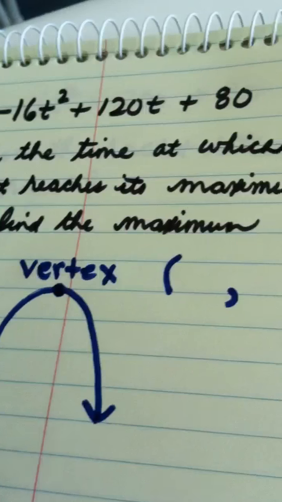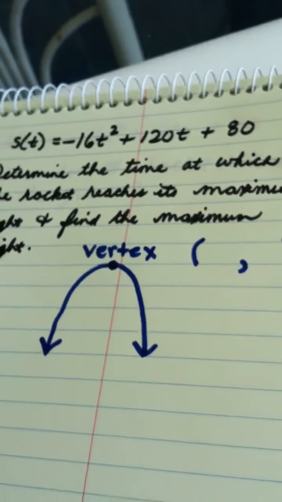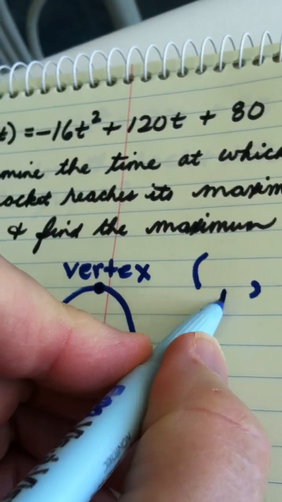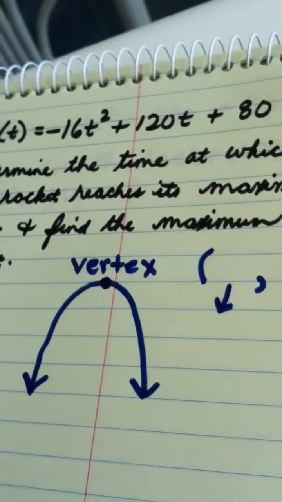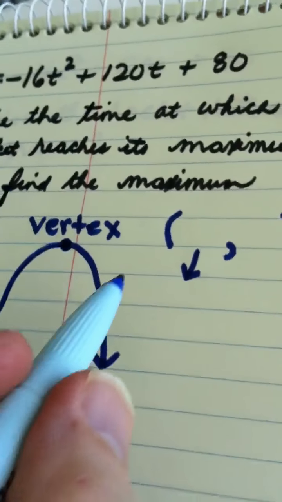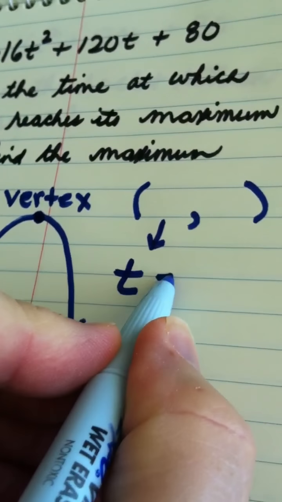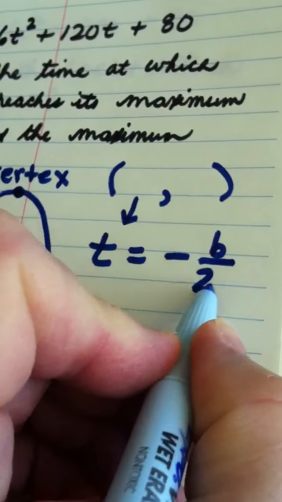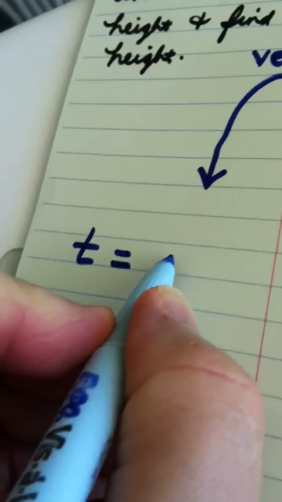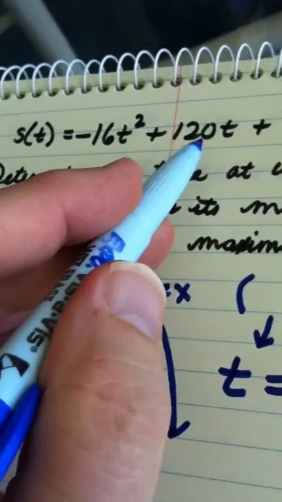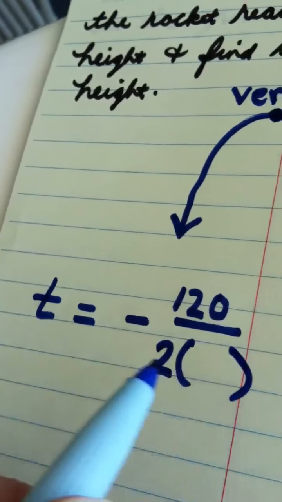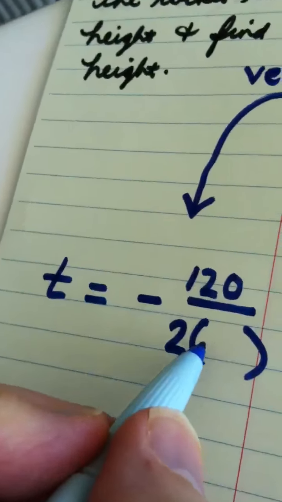So once I know the vertex, I can answer this question. Okay? Well, we know how to find the vertex. Now normally we say x equals the opposite of b over 2a, but since this problem is using the letter t for input, let's adjust. So t equals the opposite of b over 2a. So t is equal to the opposite of b, which is 120, over 2 times a, which is negative 16.